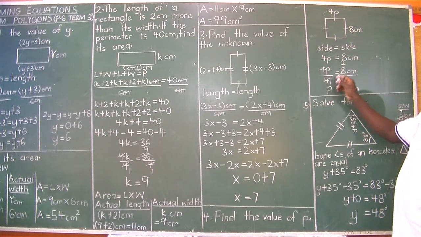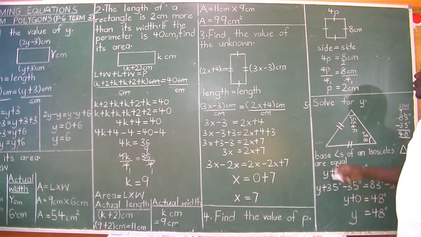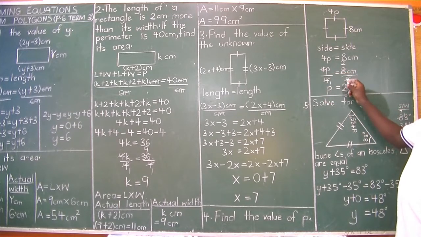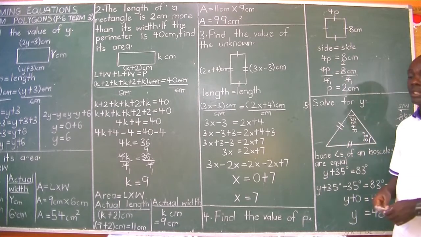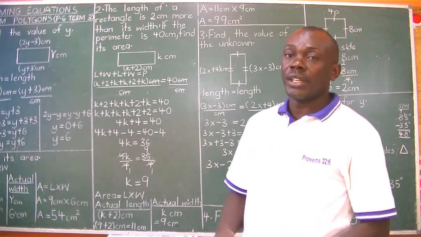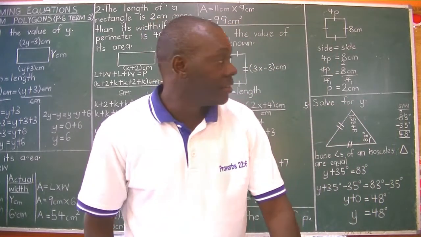That's 4p divided by 4 equals 8 centimeters divided by 4. So 4 divided by 4 once gives p, and 8 divided by 4 gives 2 centimeters, so p equals that 2 centimeter length. And in that way, you have answered that question.